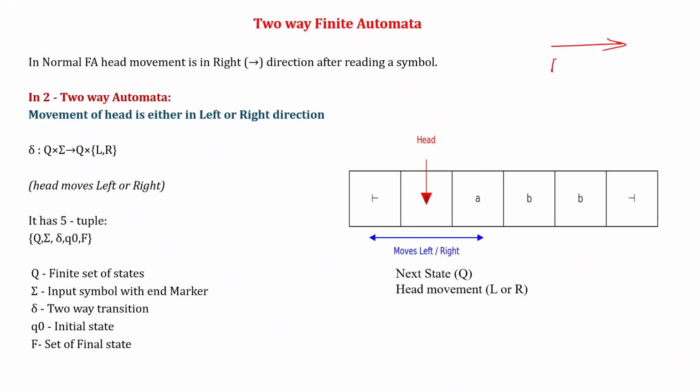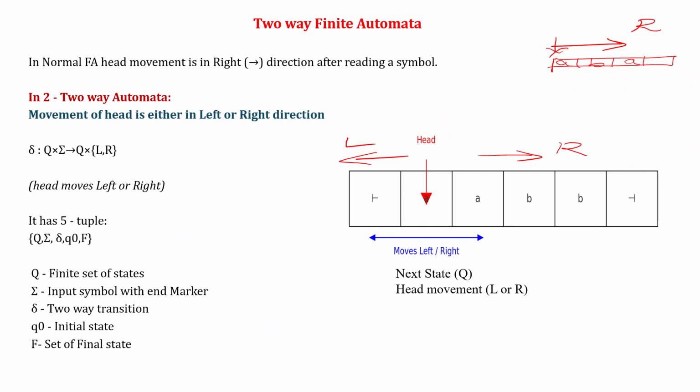In the tape, we have a string of input like A, B, A. Here the head movement starts at the first position and moves in the right-hand side direction alone. But in two-way finite automata, the tape has a string of input, and the head reads the input one by one, either in the right-hand side or in the left-hand side direction. That is, it can move in either direction.